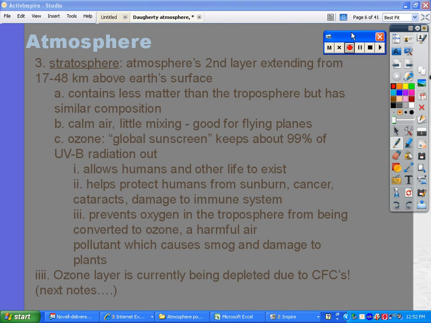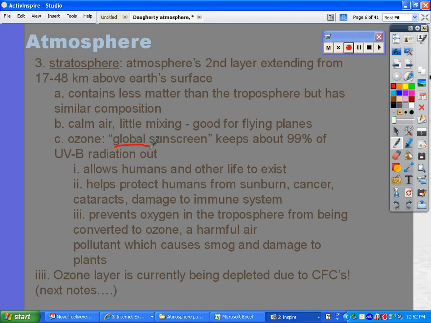So let's go to the stratosphere as the second layer. It does contain less matter than the troposphere, because again, remember, we're decreasing in pressure, we're decreasing in the density of the gases. It's calm air, little mixing. It's where we fly planes. It's very good for flying planes. It's also where the ozone layer is found. We have a whole little mini unit that deals with the ozone layer.